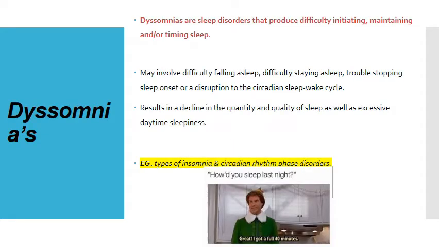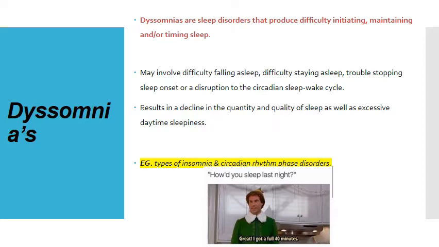So in comparison to parasomnias, dysomnias are sleep disorders that may produce difficulty in initiating or maintaining sleep or the timing of sleep. They are characterized by disturbance of normal sleep patterns, including quality, amount, and timing of sleep. So rather than phenomena that occur during sleep, which might interrupt it, this is actually trouble going to sleep or going back to sleep.